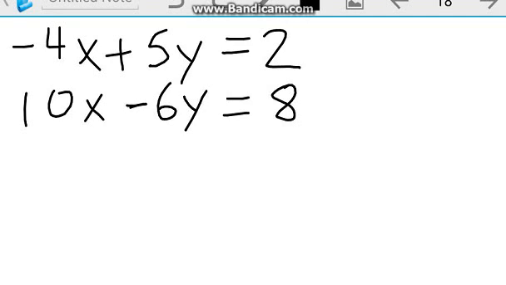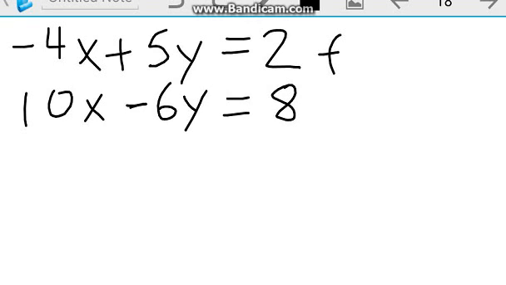Hello everyone. In this video we will be working out a system of equations problem. So we have two equations here. Negative 4x plus 5y is equal to 2 and 10x minus 6y is equal to 8. And traditionally we want to solve for both x and y. But this particular problem says only find what the x coordinate is.